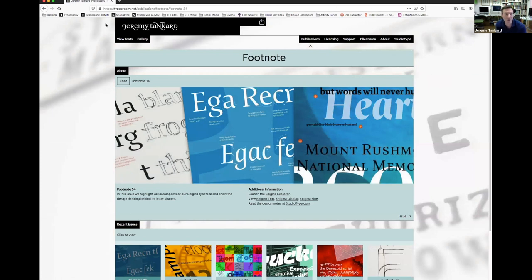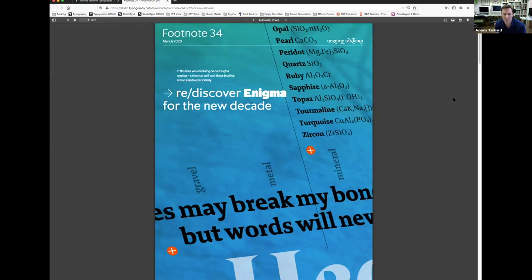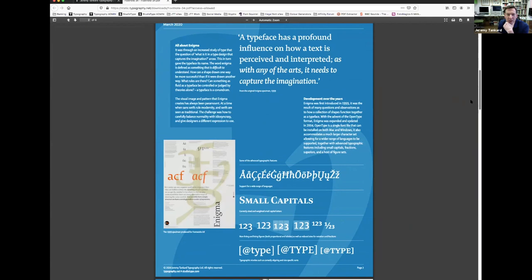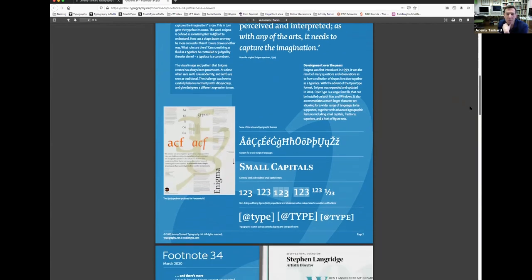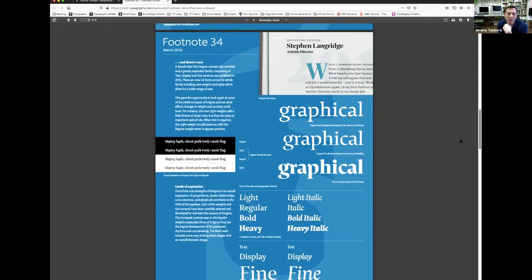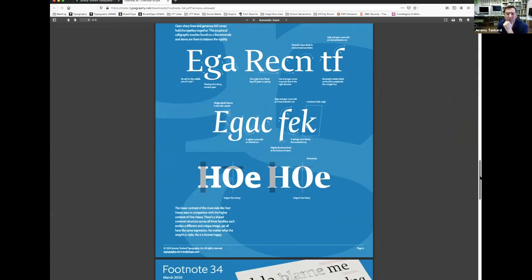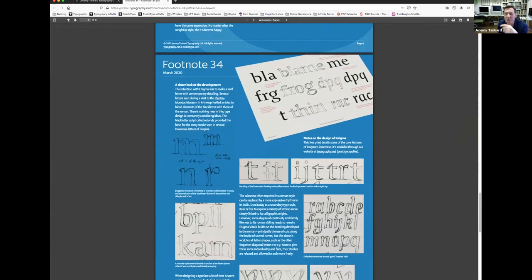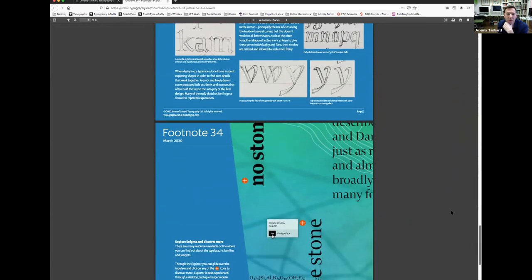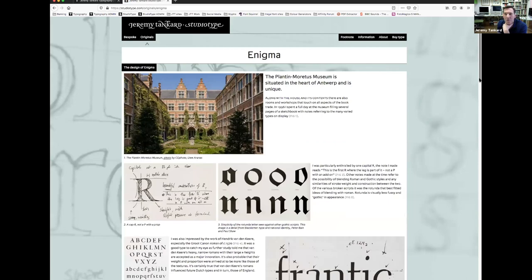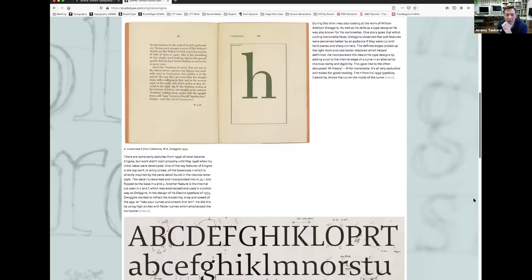That was the last Footnote, which focused on Enigma. It reappraised where Enigma came from, what it can do, how it's been upgraded, some of the detailing, a few of the bits and pieces, some of the development, and then the last page looks at Studio Type, which is all the design story for it. That tells you all about what was behind Enigma.